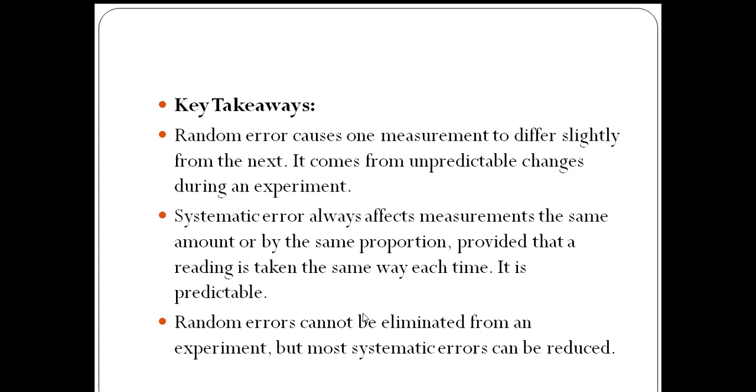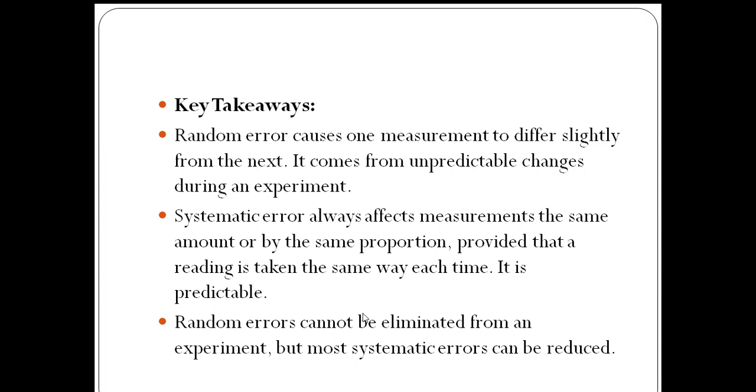So the random error causes one measurement to differ slightly from the next. It comes from unpredictable changes during the experiment. So we don't know the cause of the random error, and we cannot remove random errors completely.